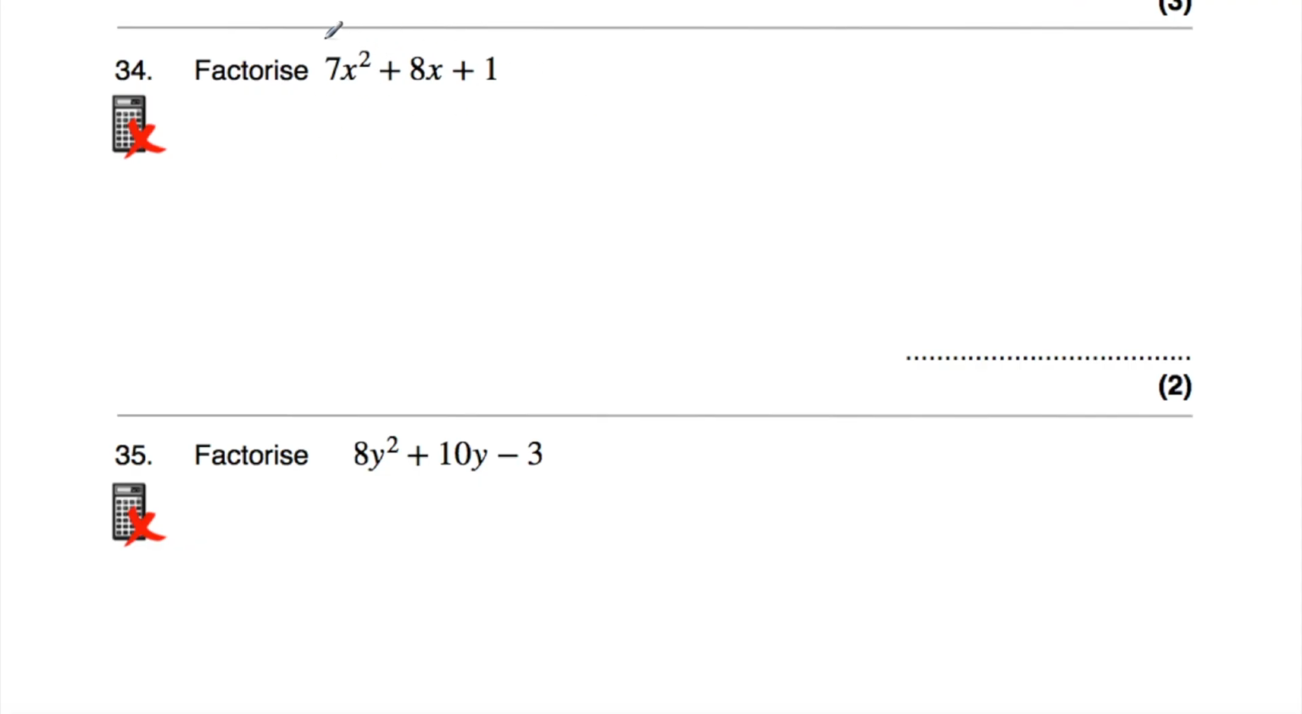Okay, so we use split in the middle on this question. What we'd do is we'd take our a and our c. Remember, the a is the coefficient of the x squared, and the c is the constant on the end. So we're going to times them together. 7 times 1 is equal to 7. Now we want to find two numbers that multiply together to be 7, and they'll add together to be 8. So that will be 7 and 1, because 7 times 1 is equal to 7, and 7 plus 1 is equal to 8.